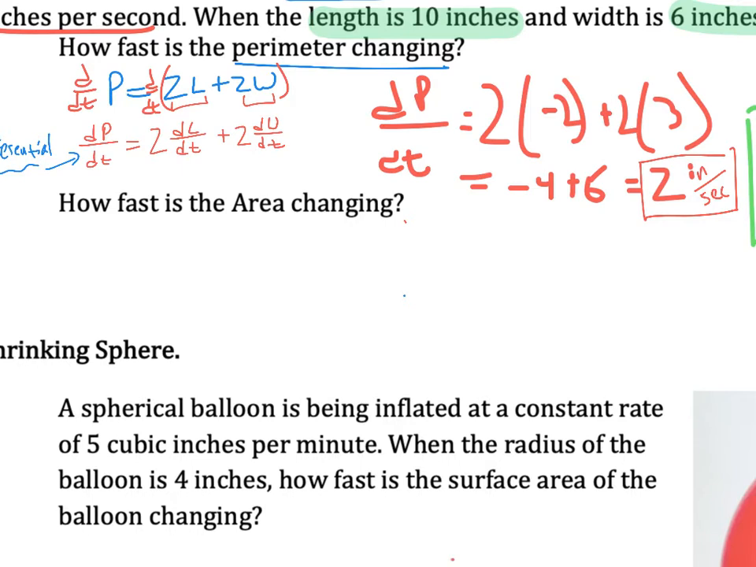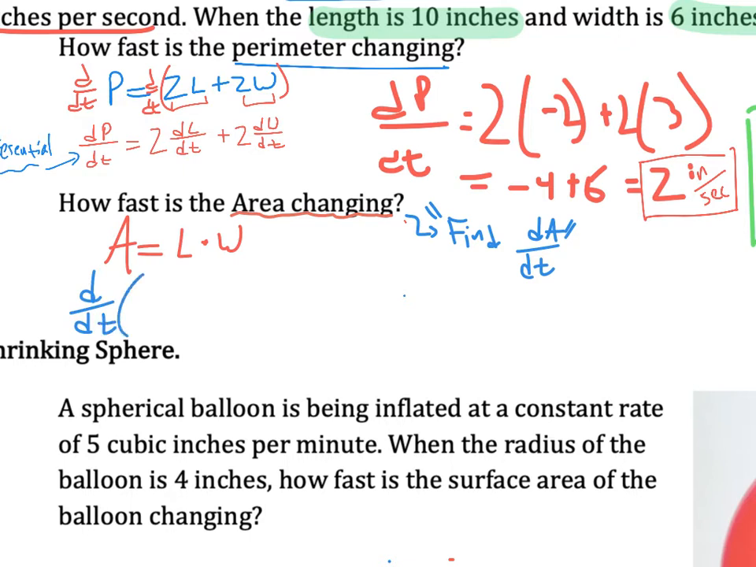Now, let's look at the area. What's happening to the area? Well, we're going to need to start with an area formula in terms of length and width. And we know the area of a rectangle is length times width. We want to figure out how fast it's changing, so that means dA/dt. We're trying to find the change in area with respect to time. The equation we have doesn't have dA/dt in it, so we need to take a derivative to get a new equation that has dA/dt.